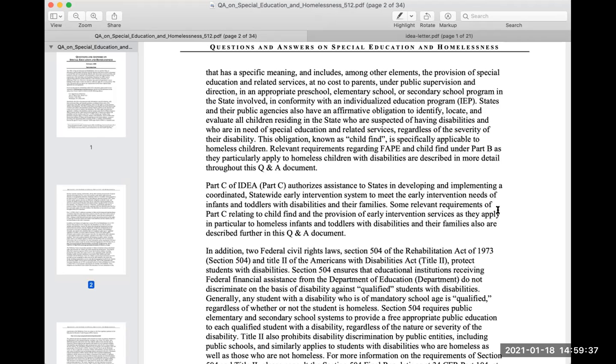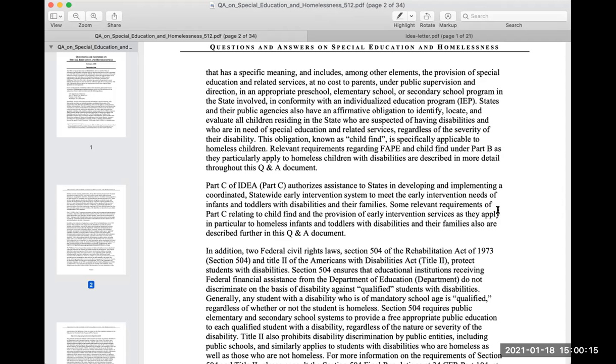States and their public agencies also have an affirmative obligation to identify, locate, and evaluate all children residing in the state who are suspected of having disabilities and who are in need of special education and related services, regardless of the severity of their disability. This obligation, known as child find, is specifically applicable to homeless children. Relevant requirements regarding FAPE and child find under Part B as they particularly apply to homeless children with disabilities are described in more detail throughout this Q&A document.